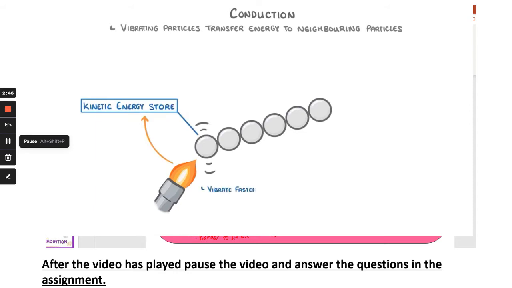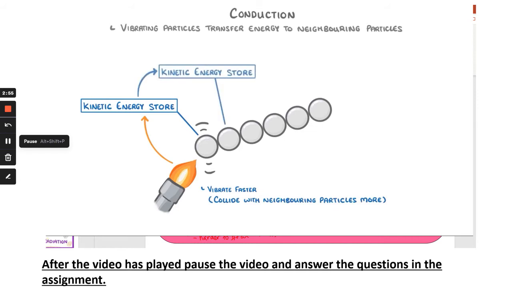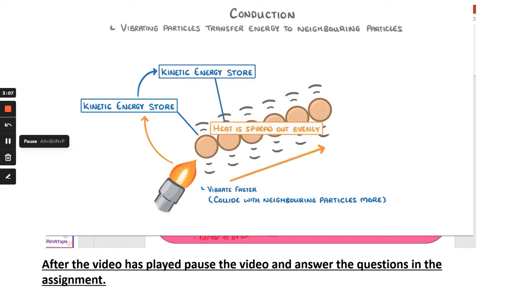This causes the particles to vibrate faster, and so they collide with their neighboring particles more often, and with more energy. As the collisions transfer kinetic energy, the neighbors will also vibrate faster, and collide more with their neighbors. And as this process repeats, energy is passed along the piece of metal, until in the end, the heat is spread out evenly, and it will be pretty much the same temperature everywhere.